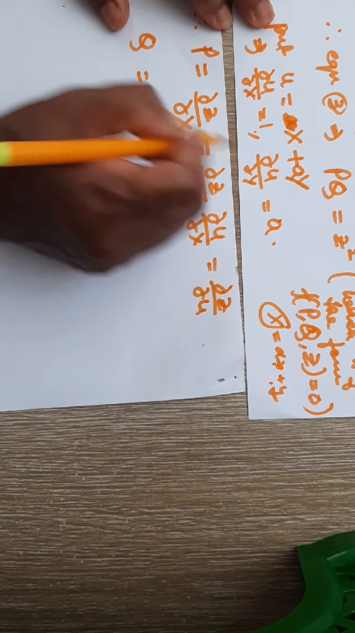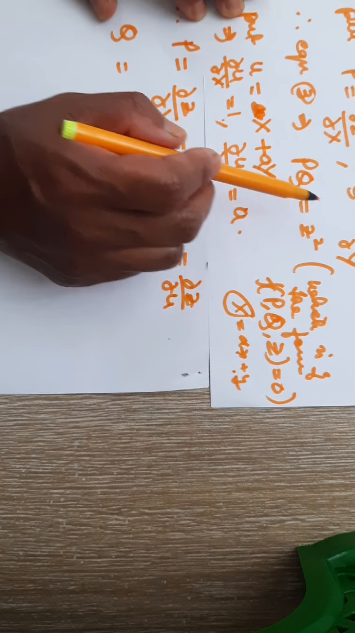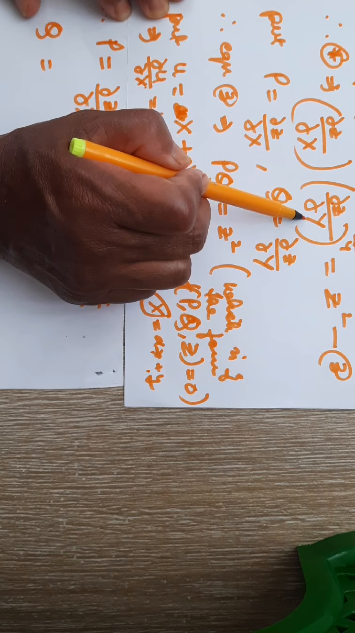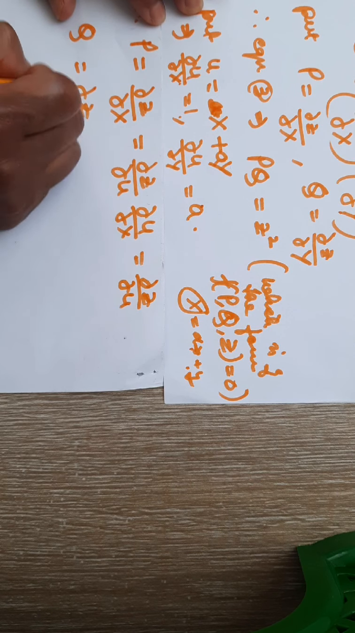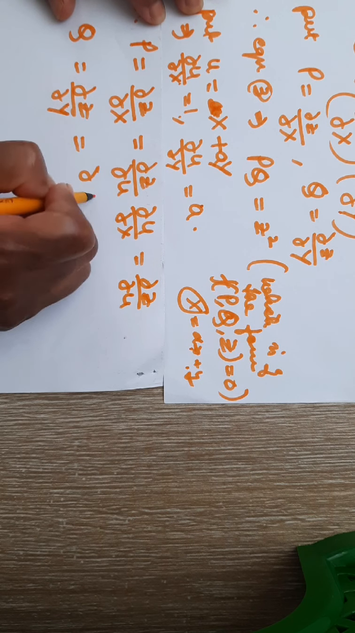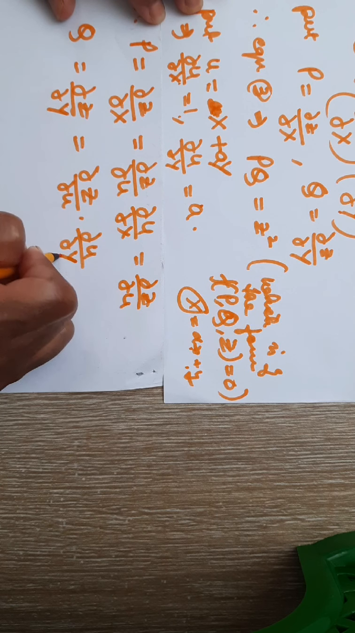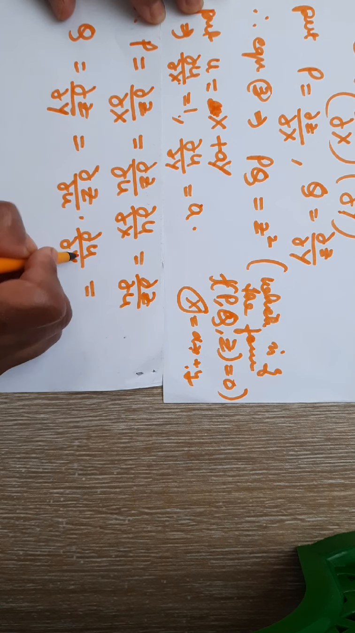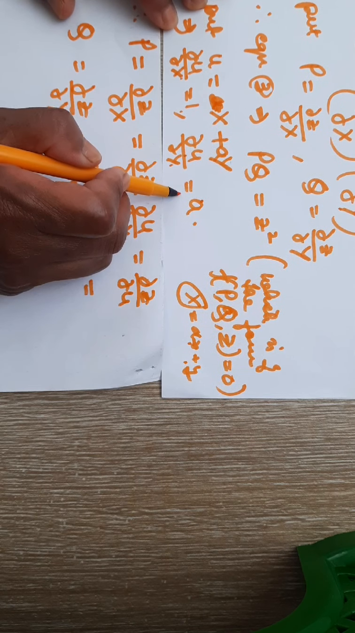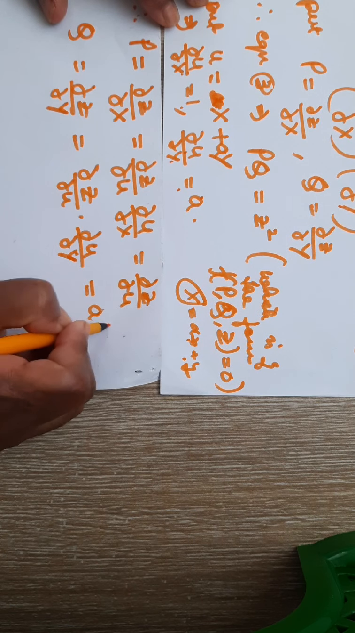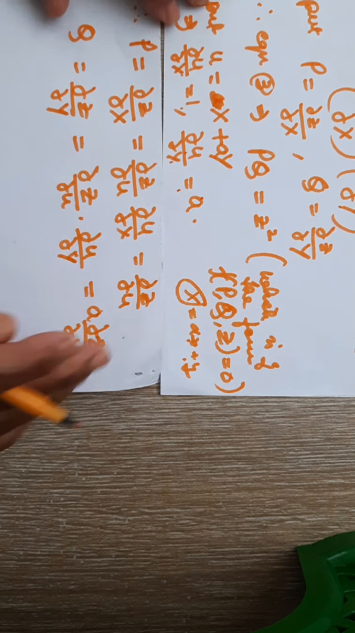And what is capital Q? Capital Q is del z del capital Y, and this can be written as del z del u into del u del Y. Now what is del u del Y? Del u del Y is equal to a. So this will be a into del z del u.